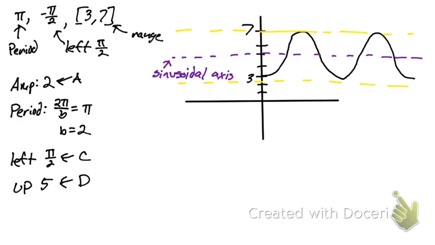I believe they asked for a sign. Is it sine or cosine? I see some nods for sine. All right. So we're going to have y equals, my a value is 2.